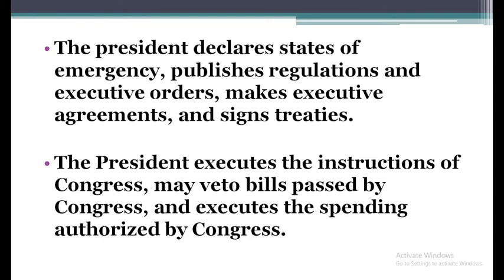He also has the power to veto bills, because every bill passed by the Congress has to go to the President for his assent. So when it comes to the President for his assent, sometimes he can exercise his power of pocket veto and kill the bill. Similarly, the President or the executive branch also has the power to spend the budget or money authorized by the Congress.